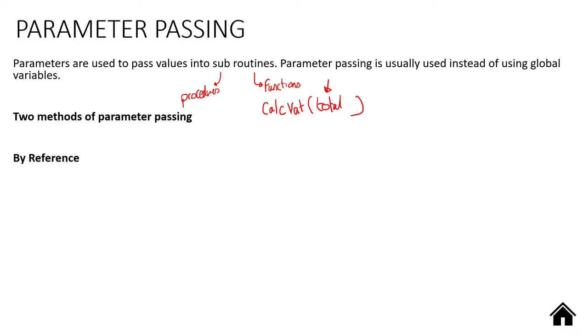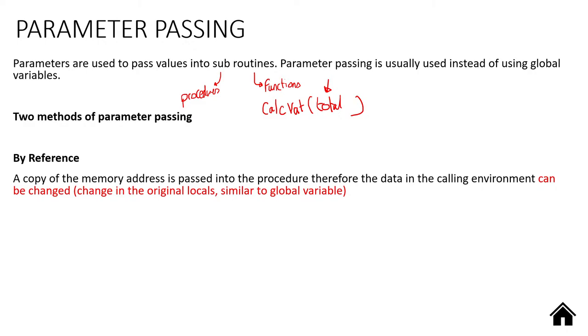Okay? So if you pass that parameter by reference, then you're actually sending a copy of the memory address of where that variable lives. And that means it can be changed. So in your exam question, two things that you need to say in order to get marks: you pass the memory address, and that means it can be changed. Okay? And it changes in its original location. Sometimes that is really bad. You do not want to do that.